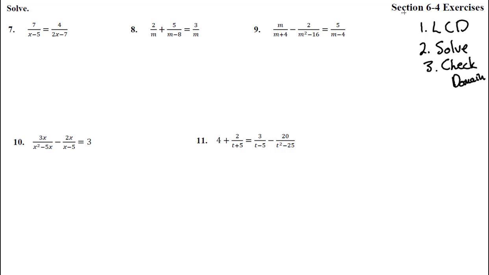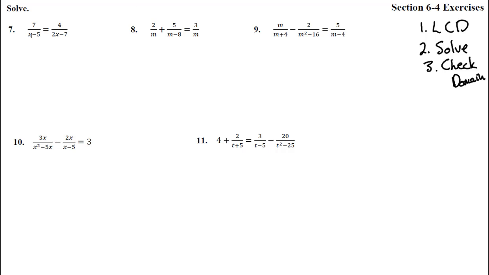Here we are in section 6-4, exercises 7 through 11. Number 7: 7 over x minus 5 equals 4 over 2x minus 7. As a reminder, we're going to multiply through by the least common denominator. Bibbidi bobbidi boo. Magic will remove the fractions and give us an equation that we know how to solve, either from chapter 2 with the 3-step process, 5 gots, or with chapter 5 with factoring. So let's go ahead and try it.